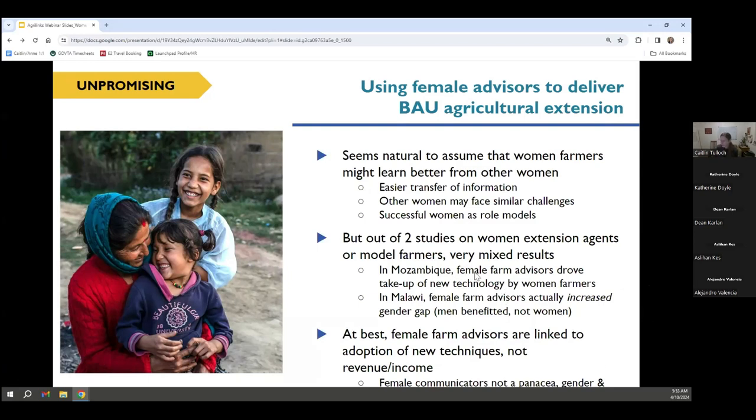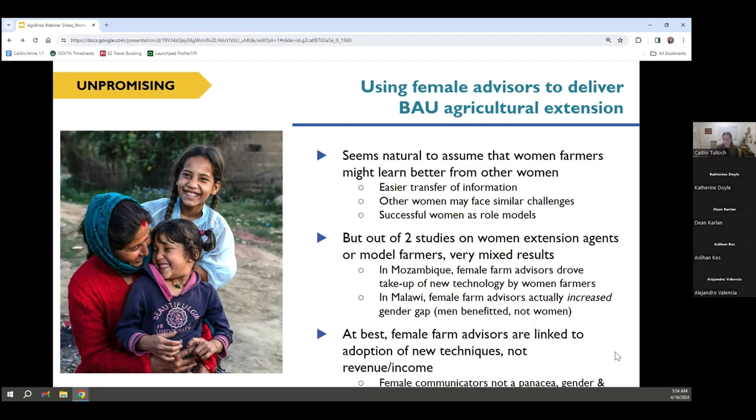In Mozambique, for instance, female farm advisors drove take-up of new technology, but we couldn't trace that through to growth in income. And there are all of the various other constraints that can eat away at potential income growth in between tech adoption and our ultimate outcome. In Malawi, interestingly, female farm advisors actually ended up increasing the gender gap between men and women. It seems because these female farm advisors were extremely competent and men who were exposed to them benefited and had growth in their productivity and income, but women farmers did not.